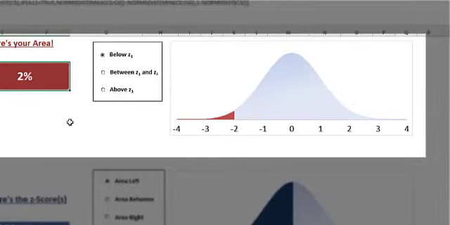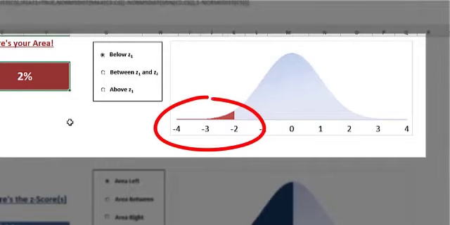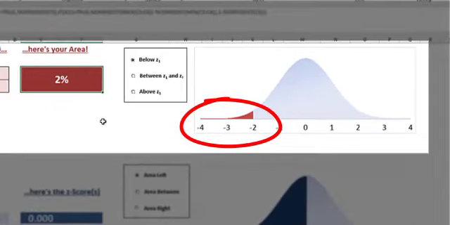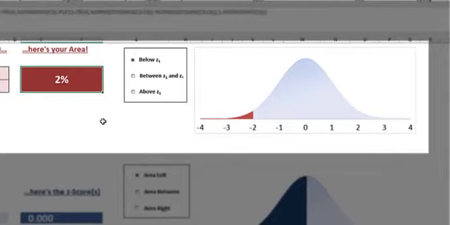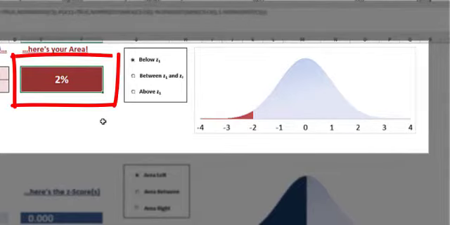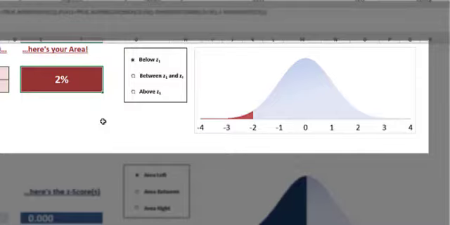And right there you can tell it's shading it for you. It's negative 2 and below. You see negative 3, negative 4. Technically it goes on forever. And it tells you the area is about 2%, which tells us that 2% of the population walking around have IQs that are rated as significantly below average. Again, I'm not trying to assign meanings to this. This is just what the scale tells us.